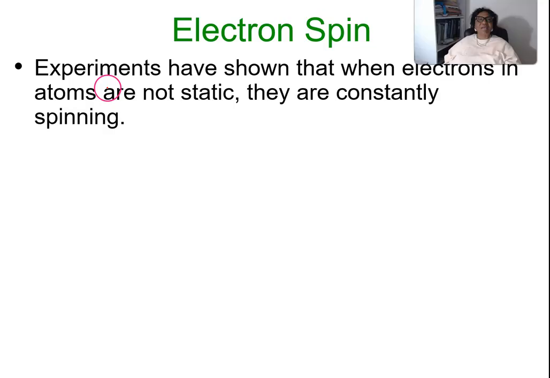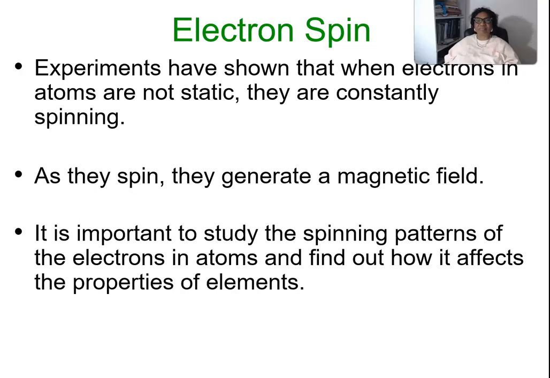Electron spin. Experiments have shown that electrons in atoms are not static, they are constantly spinning. As they spin, they generate a magnetic field. It is important to study the spinning pattern of the electrons in atoms and find out how it affects the properties of elements.